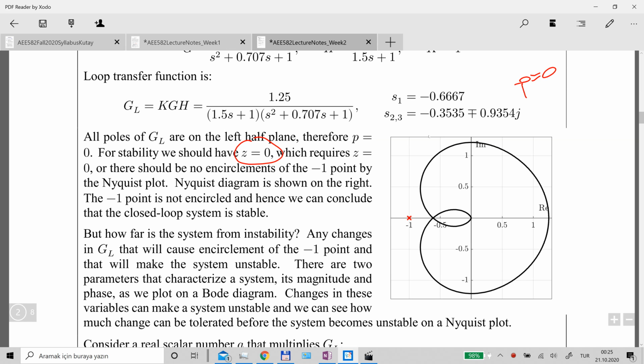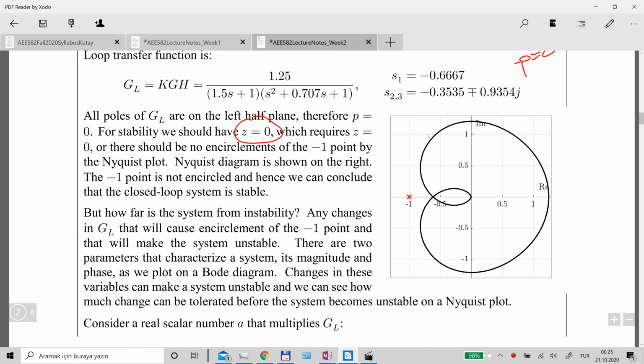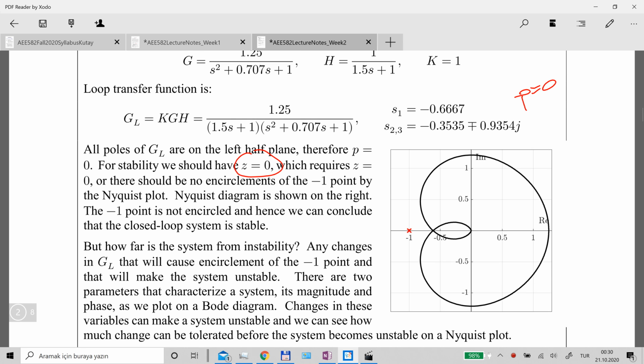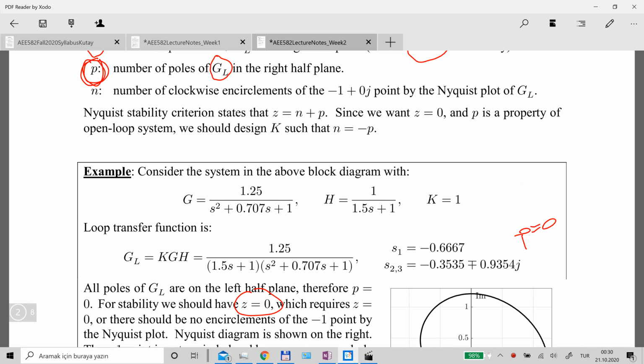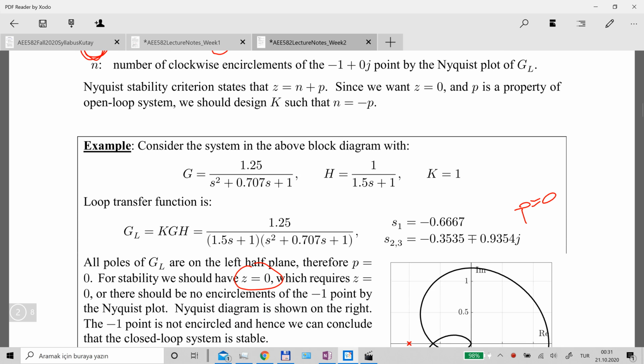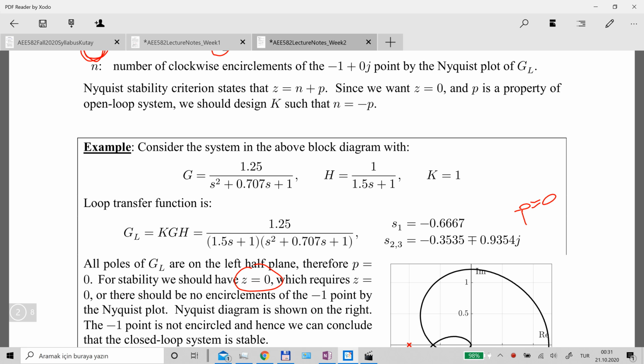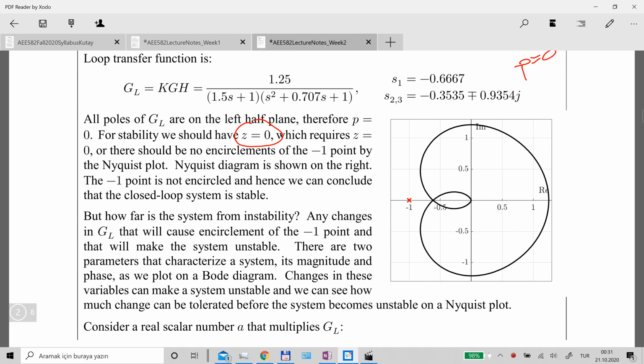Next, let's talk about how we can see how far this system is from becoming unstable. The closed loop system will become unstable when it has poles on the right half plane. So when you come back to this analysis, if we have Z equal to a number greater than 0, that will indicate an unstable system. But Z is equal to N plus P. So assuming that the number of unstable poles of the open loop system remains the same, in other words, P is whatever it was previously, for Z to become a positive number, N needs to change, and N is the number of encirclements of the -1 point. So the system becomes unstable if the Nyquist plot starts encircling the -1 point.